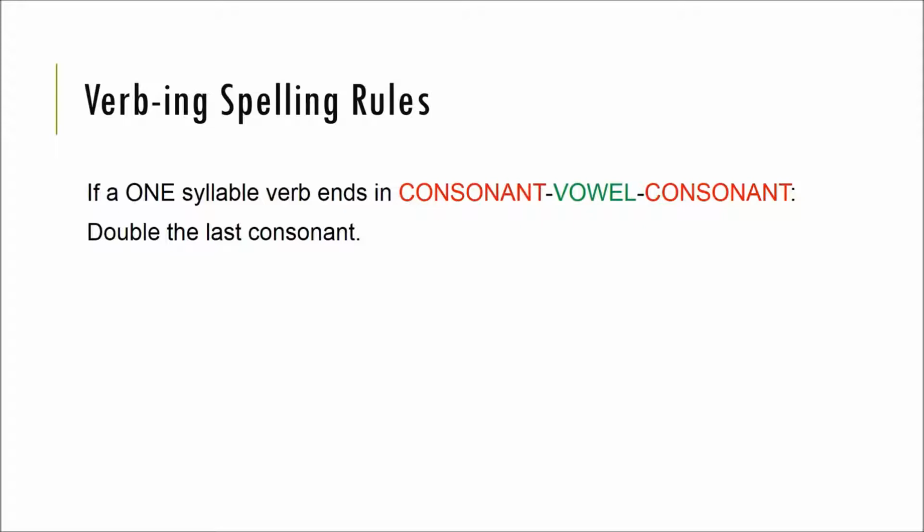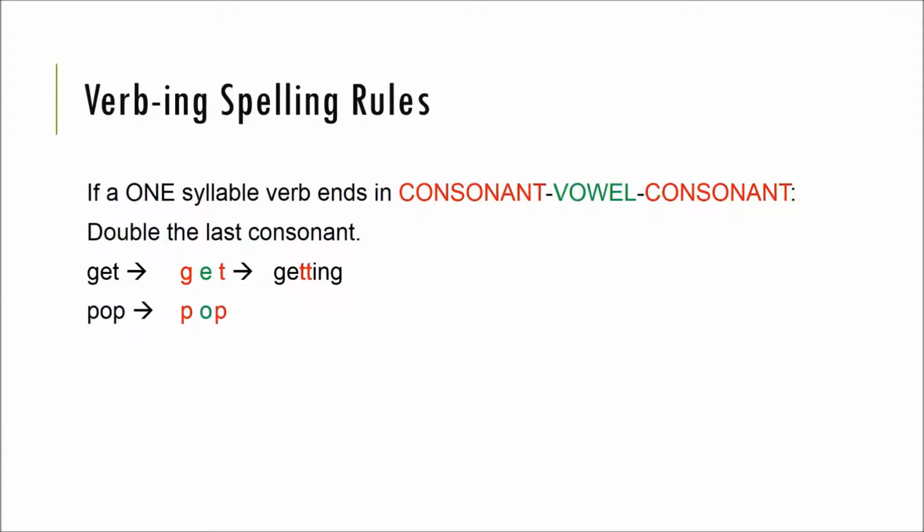The second rule. If a one-syllable verb ends in consonant, vowel, consonant, you double the last consonant. Remember, vowels are A, E, I, O, and U in English, and consonants are all other letters. So here's an example. Get. Once again, this is a one-syllable word, get. It ends in consonant, vowel, consonant. I have to double the last letter, the last consonant, to getting, double T.